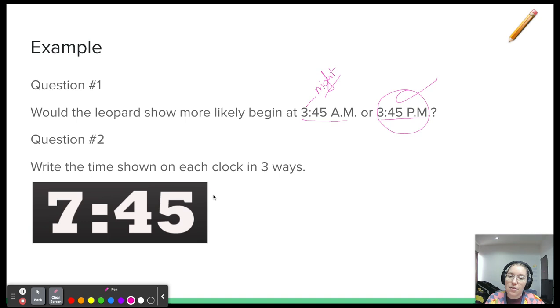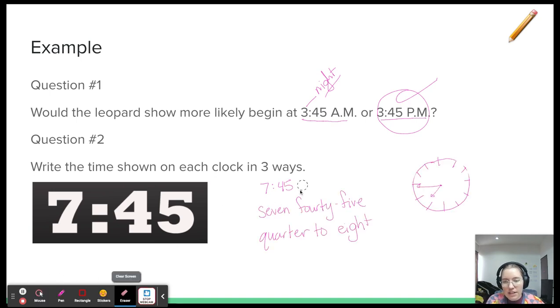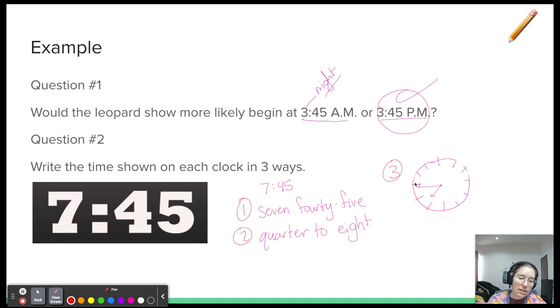Writing this, showing it 3 different ways. Well, we've got one here. Here's one way, 7:45. I could write it that way, but because it's already there, we need 2 other ways. Because that way was already in the video, what we decided to do is we wrote it 2 different ways. Here's one. I could say 7:45, or 2, I could say quarter to 8, or 3, I could show it on an analog clock. That does take a little bit of time, but I could show it on an analog clock, and that's about right.